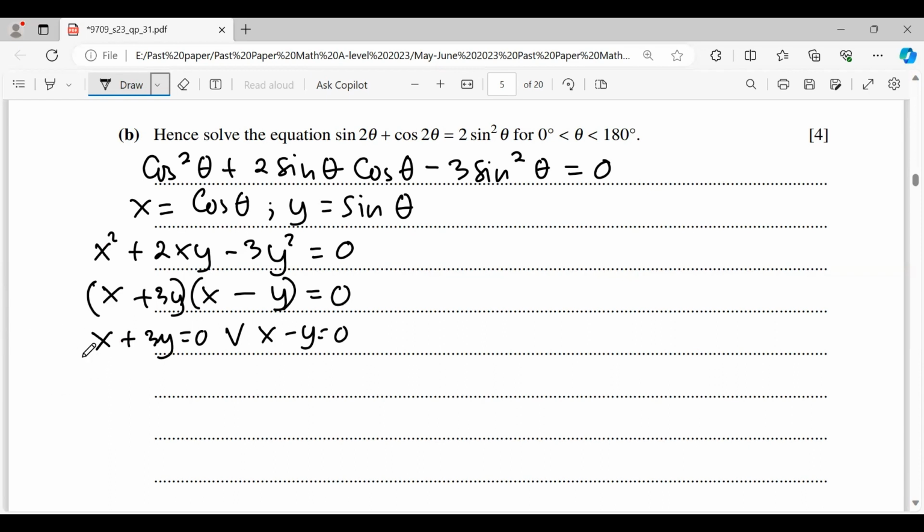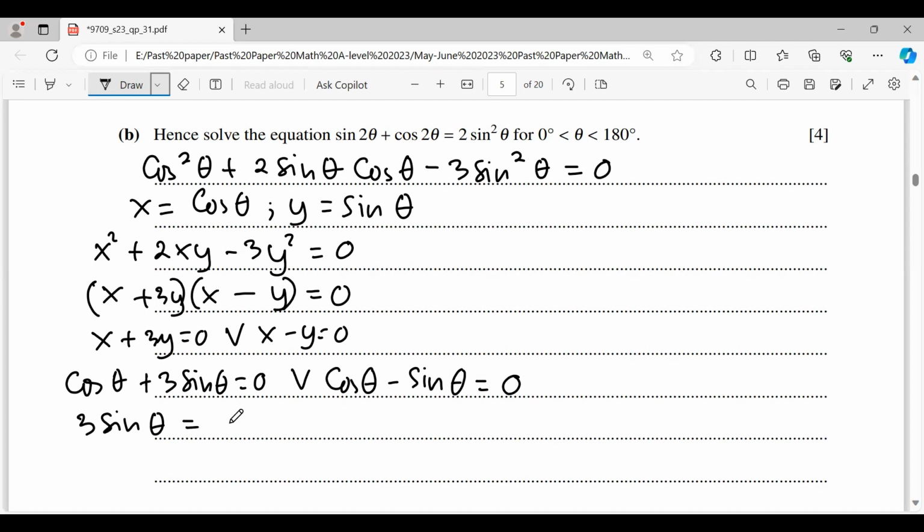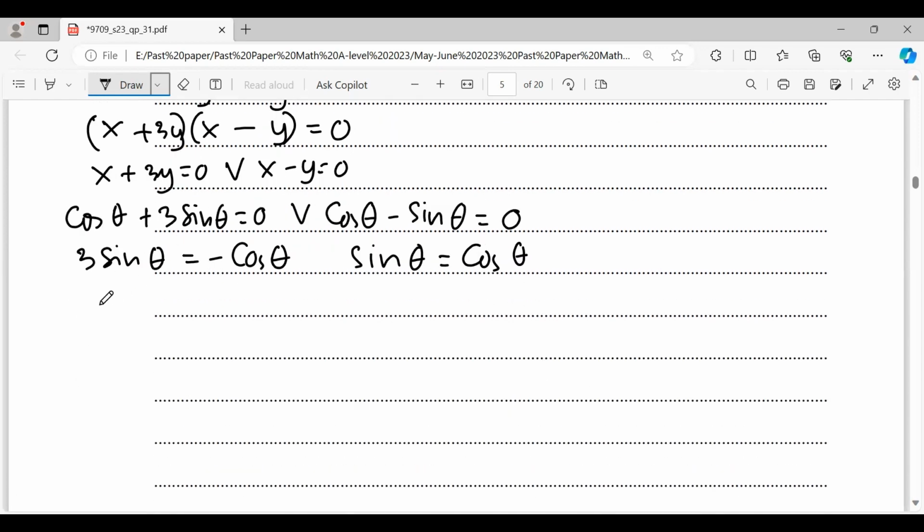It means there are two possibilities, cosine theta plus 3 sine theta equals 0, or cosine theta minus sine theta equals 0. So it becomes 3 sine theta equals negative cosine theta, and this one sine theta equals cosine theta. So sine theta over cosine theta equals negative 1/3, while this one sine theta over cosine theta equals positive 1.